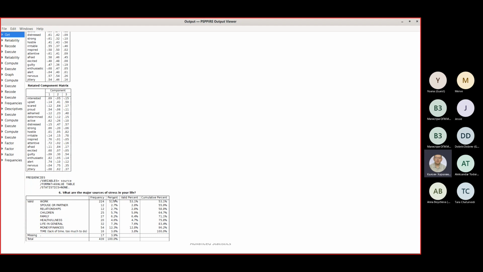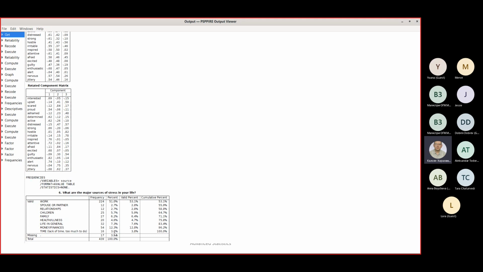This column percent includes missing. Missing are included when the percent is calculated. This column, valid percent, excludes missing. Missing are excluded when valid percent is calculated. And this is the difference between these two columns.